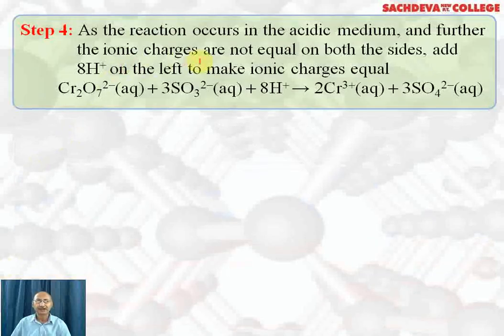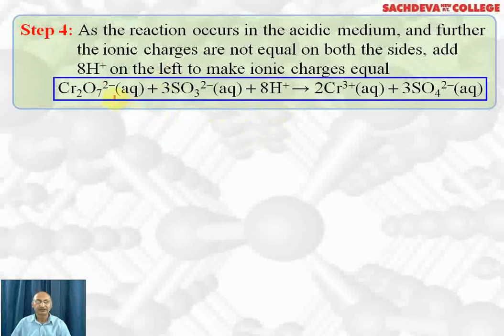Now, as the reaction occurs in acidic medium and the ionic charges are not equal on both sides, add 8 H plus ions on the left hand side. Why have we added 8 H plus ions? To balance the charge. Here we had 2 minus and here we had 6 minus. So in total there were 8 minus and here we have 8 plus. So overall charge is neutral.